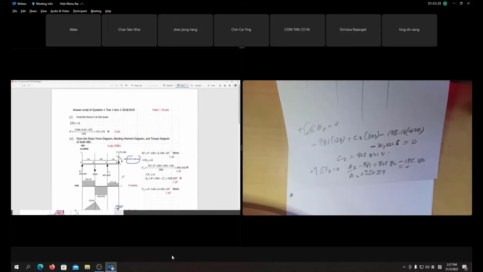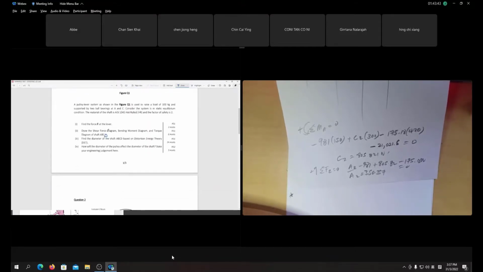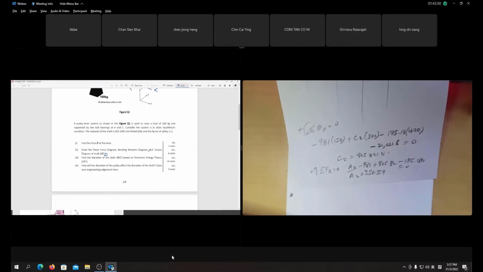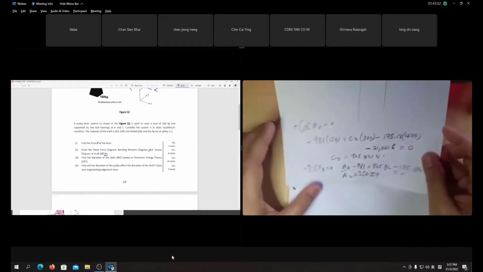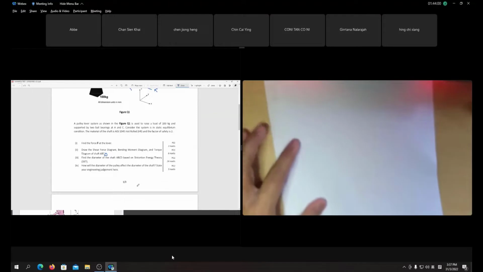Okay, that is answering dia punya question 1. Find the shear diagram. Find the diameter of shaft ABCD based on distortion energy theory, DET. Okay, it means, tengok sini kelas, kita sikit lagi sebelum kita quick. Boleh kelas? Boleh, kelas. So, it means that, okay, sekarang ni, you dah buat shear diagram tu.